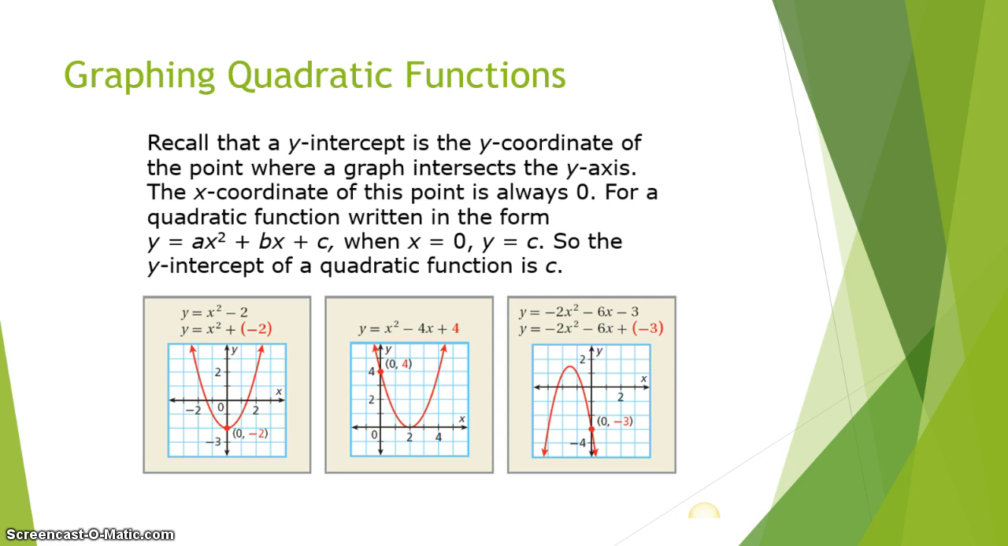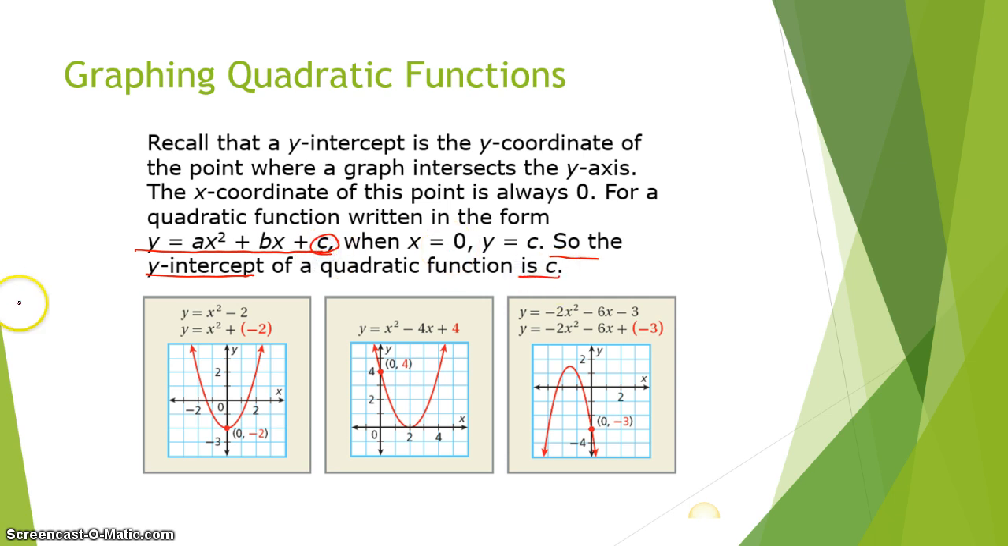The x-coordinate of this point is always 0 for a quadratic function written in the form of y equals ax squared plus bx plus c. When x equals 0, y equals c. So the y-intercept of a quadratic function is c. So using our quadratic formula, when we're working with the y-intercept, the y-intercept is representing your c.